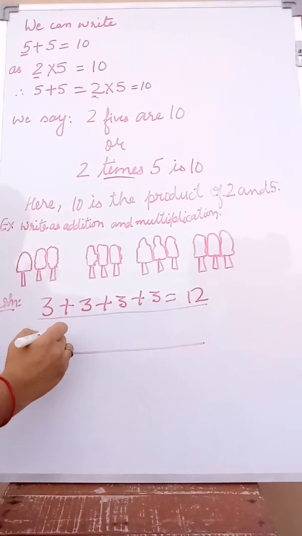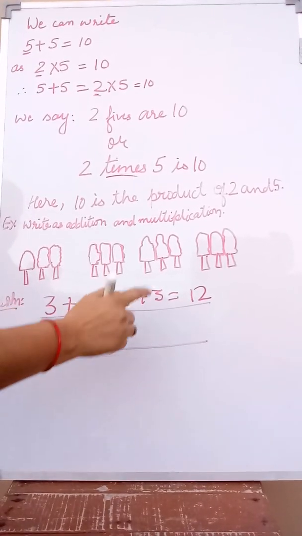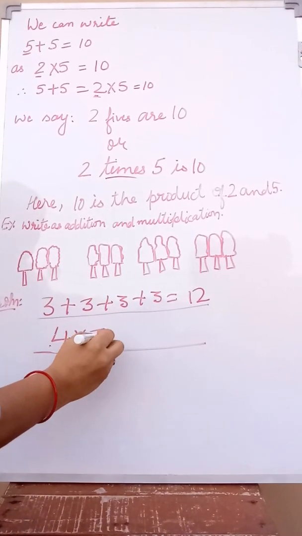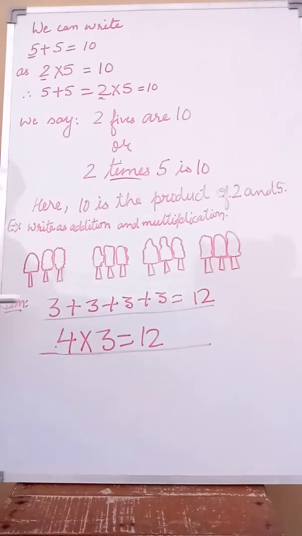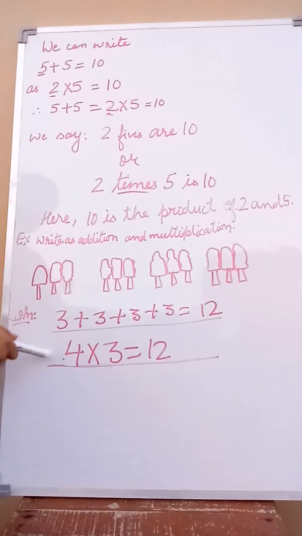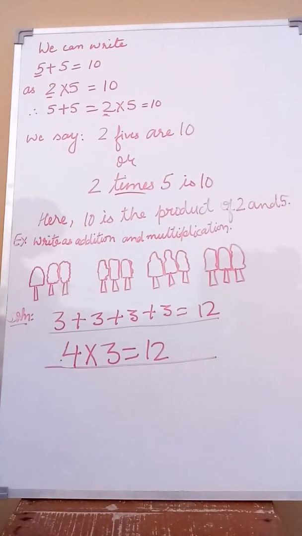3 is repeating 4 times, write 4 here, and put the multiplication sign, and which number is repeating? 3 is repeating, write 3 here. Again the sum is 12. So this is called addition and multiplication. So again I repeat, multiplication is the repeated addition.